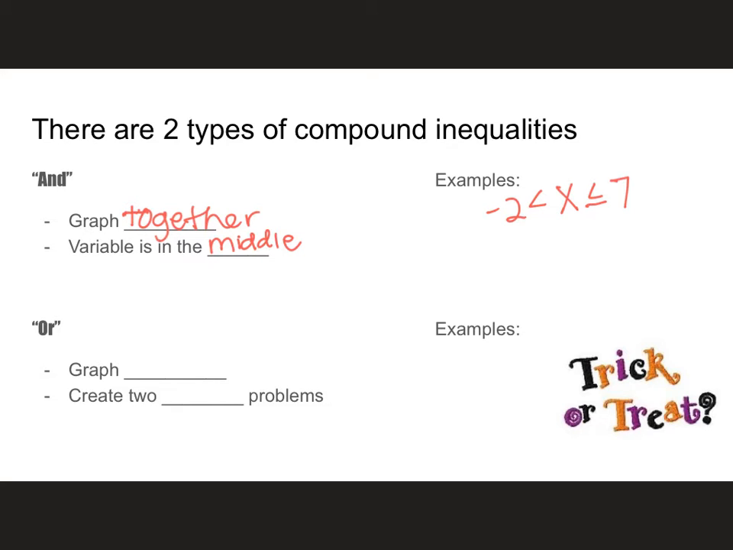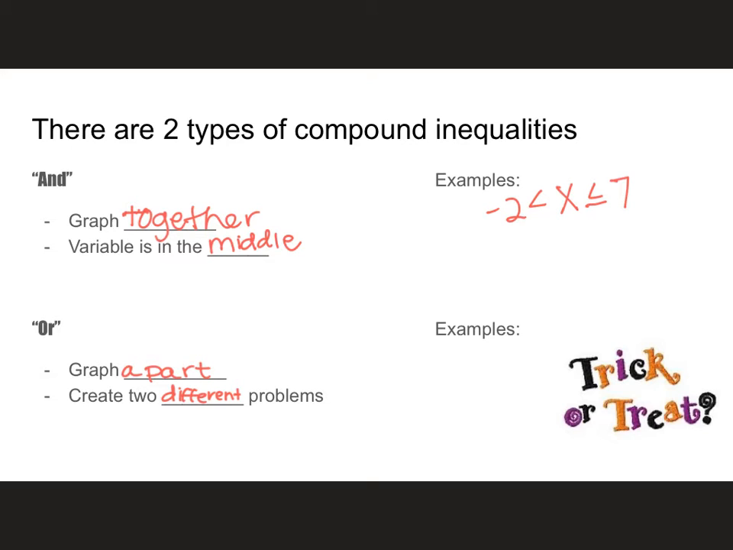And for the graph of the "or" inequalities, that is going to graph apart, or in separate directions. You're going to create two separate problems when you are solving this. It's going to be two totally independent, different problems. And this is like trick or treat. So you get one or the other. You don't get both. That's why they go apart from one another.